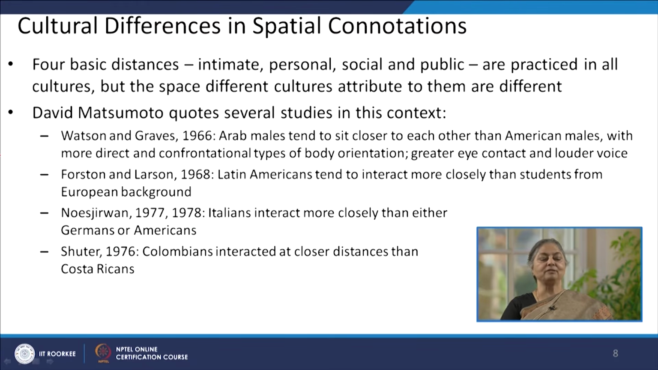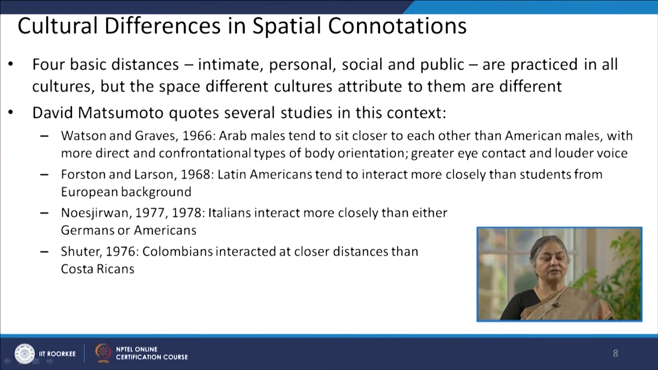With this background, now we come to a discussion of cultural differences in special connotations. We have already looked at the four basic zones of distances, that's intimate, personal, social and public. These zones are practiced in all cultures, but the space which is attributed to these different distances in different cultures is different. David Matsumoto has quoted several studies in this context.